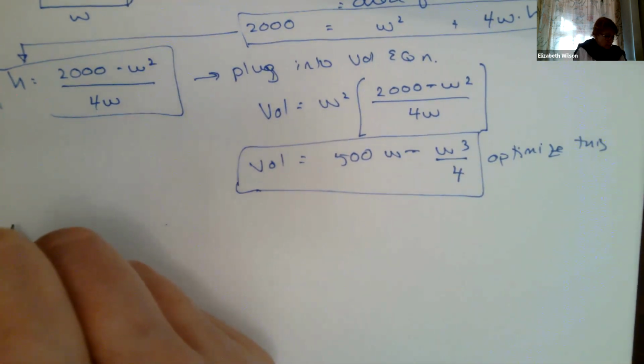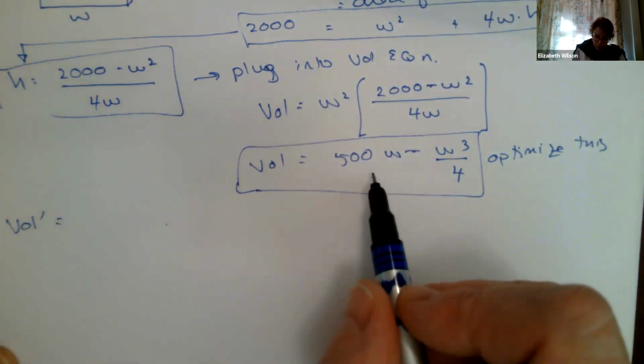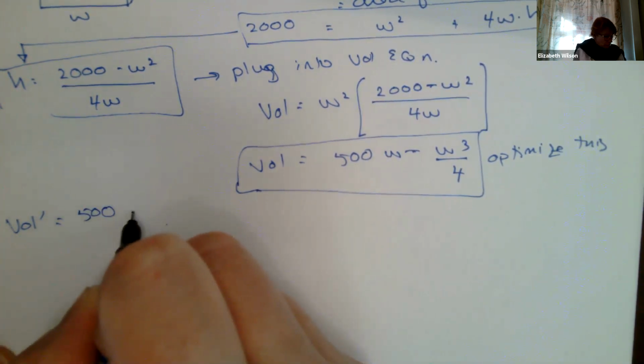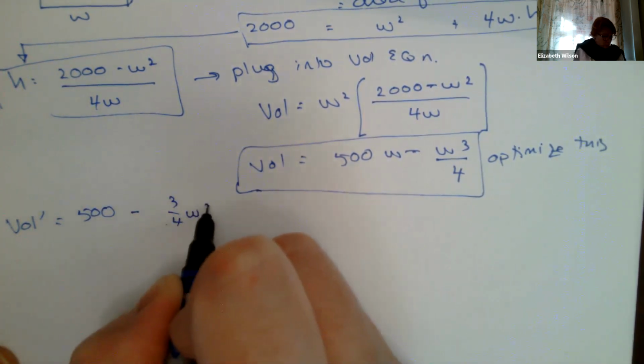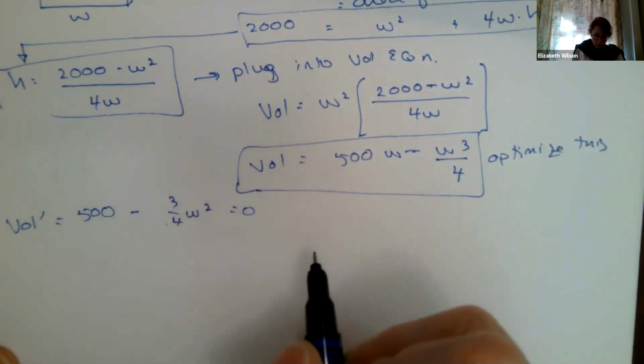So now I'm going to take my derivative because I'm trying to optimize this. Volume prime is going to be equal to 500 minus 3/4 W squared. Okay, and then I need to set that equal to 0 and solve for W.